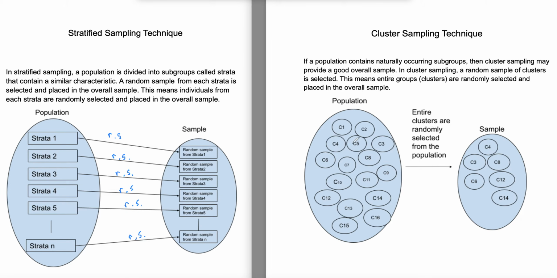So if cluster 4 is randomly selected from this population, the entire group that is cluster 4 goes into the overall sample. If cluster 3 is randomly selected from this population, the entire group that is cluster 3 goes into the overall sample. If cluster 8 is randomly selected from this population, the entire group that is cluster 8 goes into the overall sample, and so on. So you have entire groups being randomly selected and placed into the overall sample.